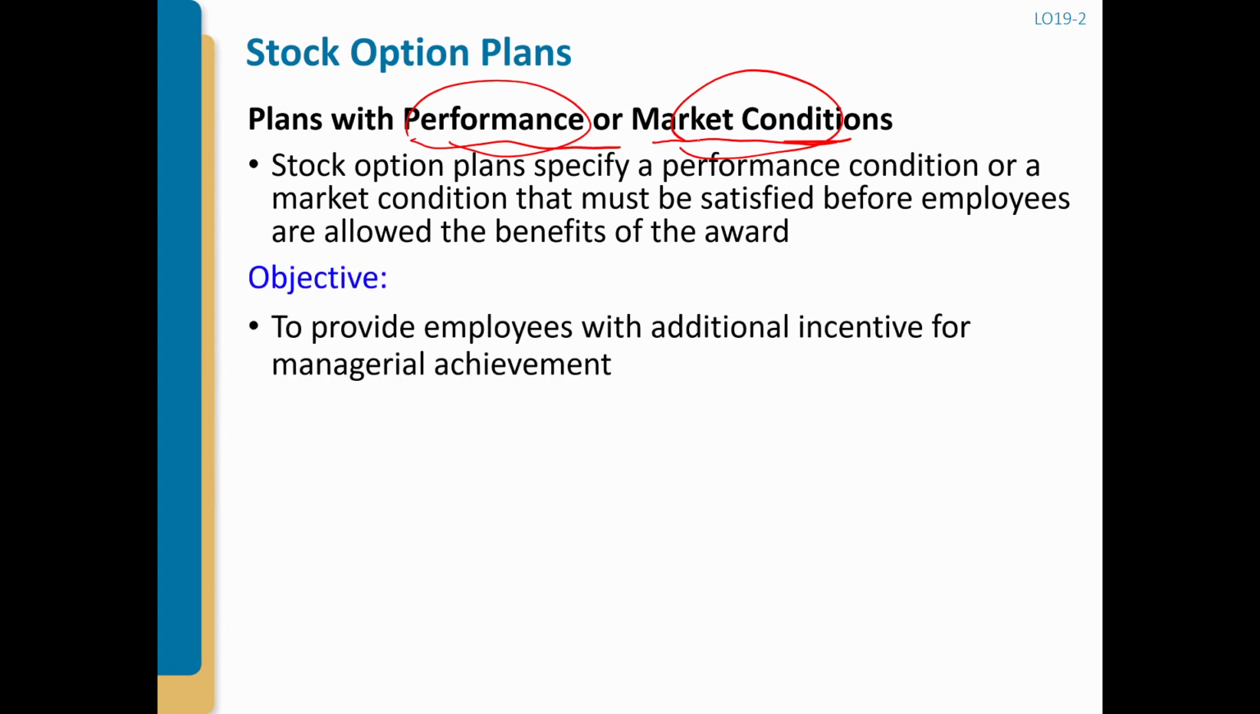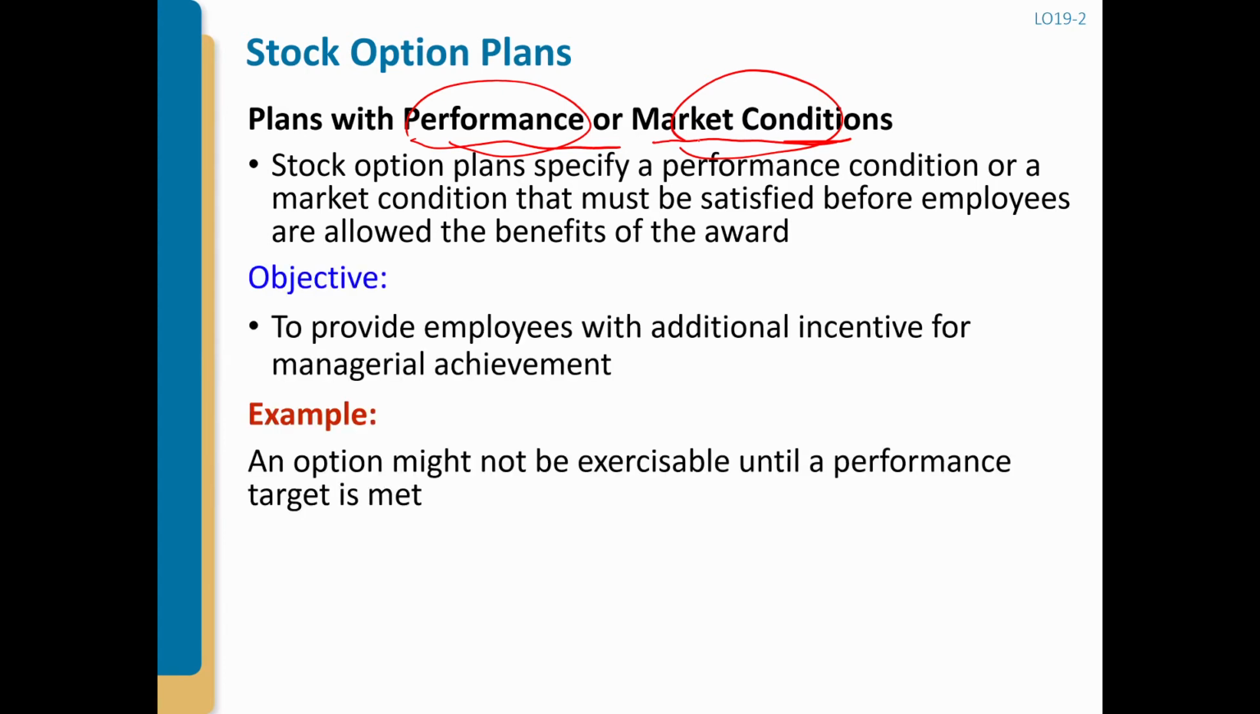So how to deal with those situations? If this is a performance condition, then you have to wait until you believe it is very likely that the condition is going to be achieved. Very likely we're going to achieve this condition. Then you're going to recognize these stock options.